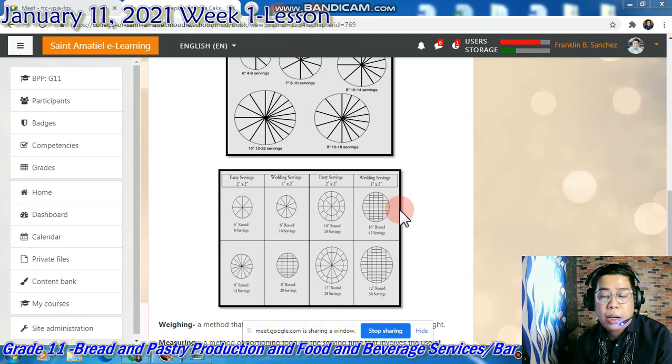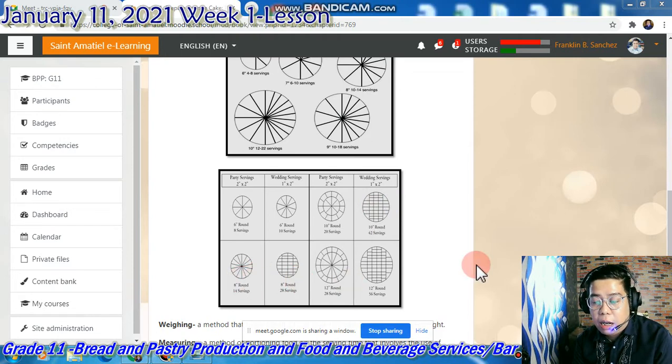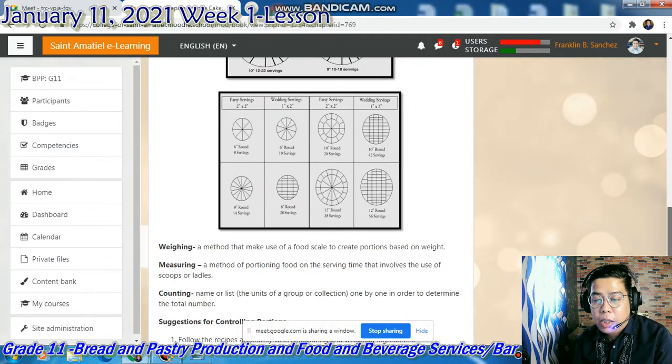So, pwede naman for 10 round, for 42 servings, ito po yung itsura. Ganyan po ang kanyang pagkat. And then sa 8th round din po, we have 14 serving, ganyan din. So nakikita naman po dun sa ating image illustration.